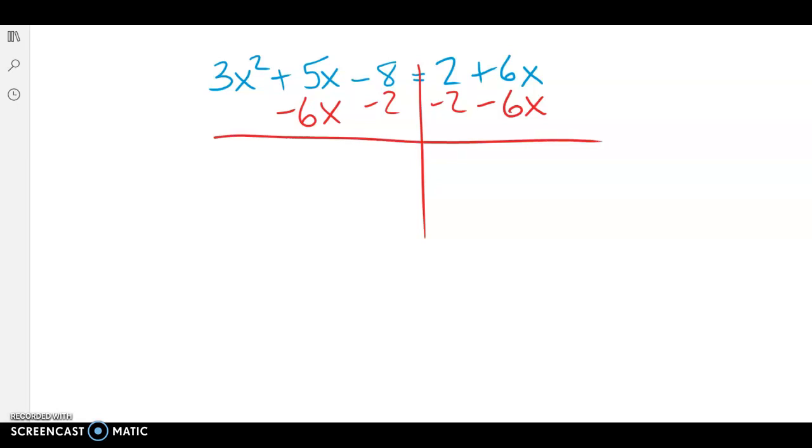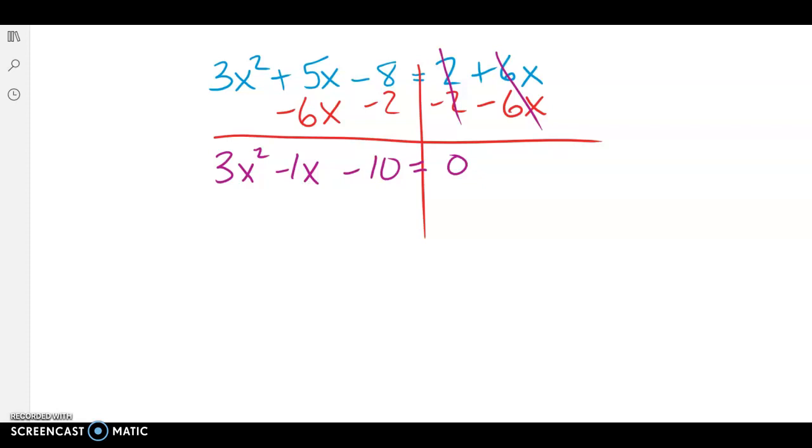So let's see what we get. So we've got 3x squared is still there. 5x minus 6x is -1x. And -8 minus 2 is -10. On the other side, 2 minus 2 is 0, 6x minus 6x is 0, so we have nothing on the right side. And that's exactly what we wanted.